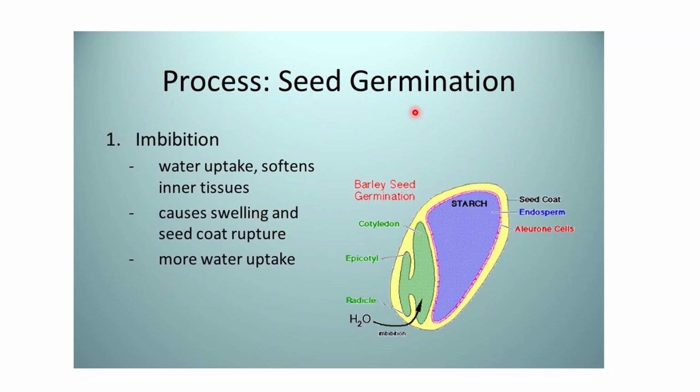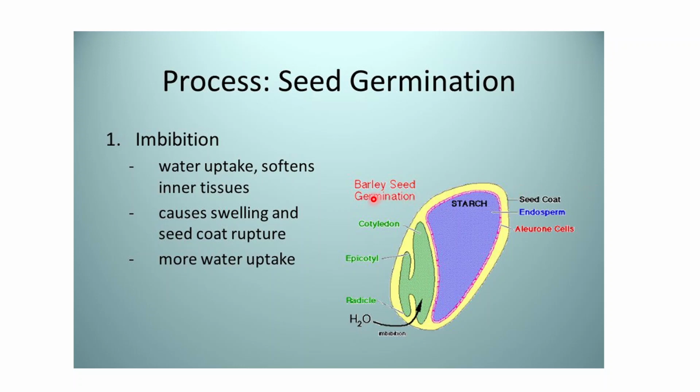Seed germination process. In the process of seed germination, imbibition is the process of water uptake by the tissue. Water uptake softens inner tissues, causes swelling and seed coat rupture, and more water uptake. So this is the process of imbibition. It's kind of a chain reaction. The first initiation, small water uptake, softens the inner tissues, which causes swelling and seed coat rupture. Once the seed coat is ruptured, then we have more water intake.